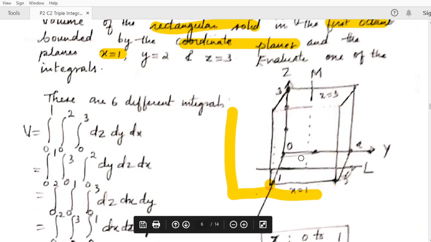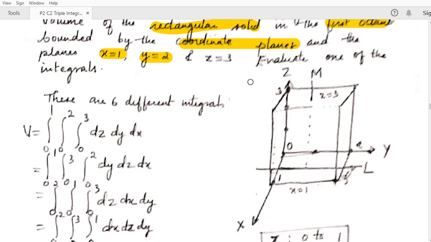Similarly, when we talk about the next plane, y equal to 2, first we have to consider the point y equal to 2. Suppose this is the y axis, then this is point 1, point 2. Suppose this is point 2 on the y axis. Then y equal to 2 means it is a plane which is passing through the point y equal to 2.